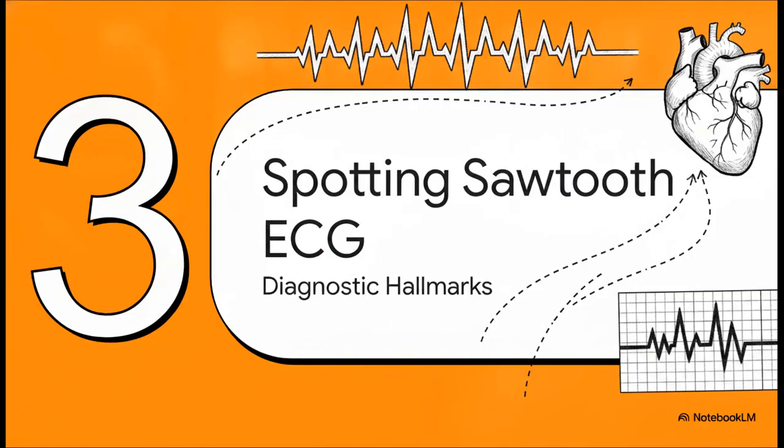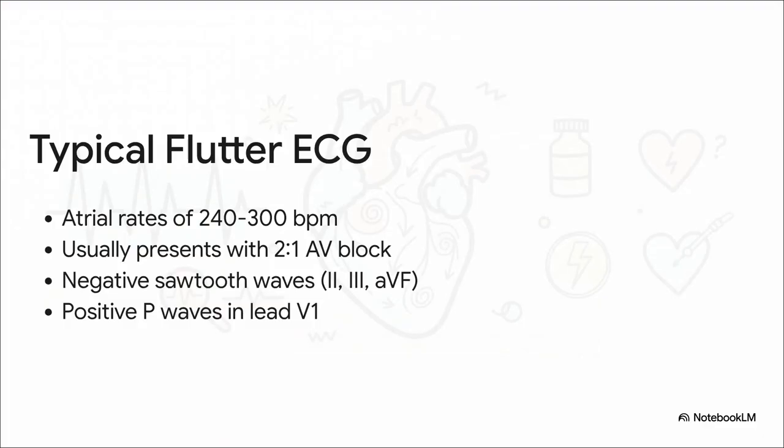Okay, Section 3, Spotting the Sawtooth ECG. Let's pivot to the clinical side of things. How does this built-in electrical loop actually show up on a standard piece of ECG paper? Well, you're going to want to visually anchor this classic sawtooth pattern into your brain. Because this circuit is so perfectly organized and consistent, the atria fire at incredibly fast, steady rates. We're talking anywhere from 240 to 300 beats per minute.